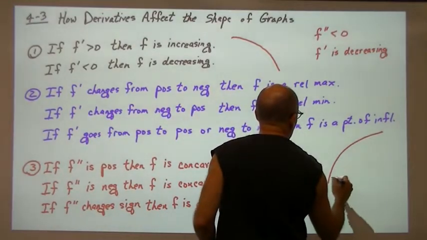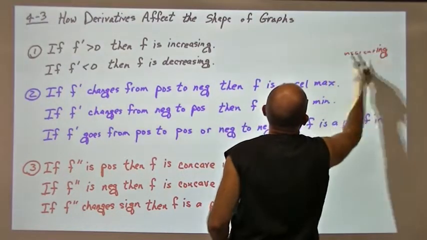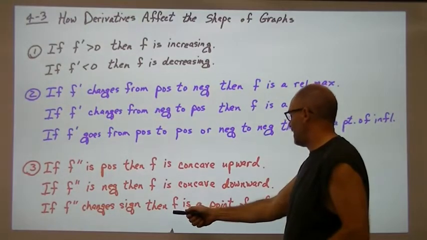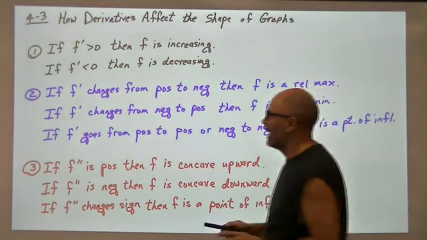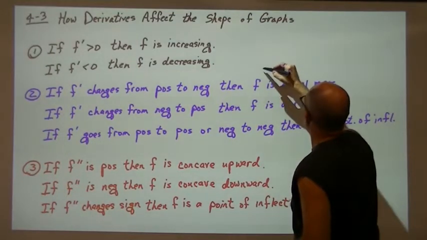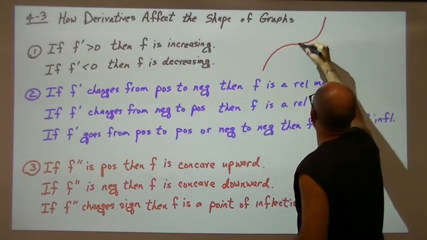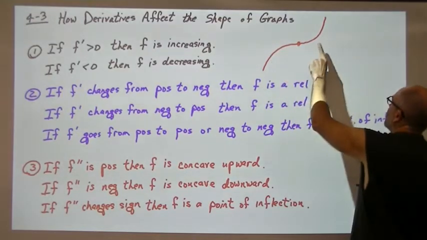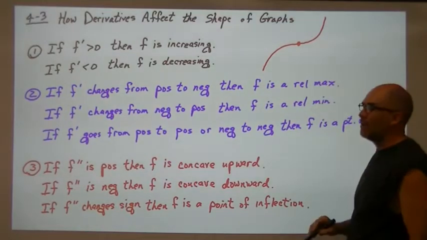All right, now, what does it mean, then, that f double prime changes sign? Okay, f double prime changes sign. That means the function goes from concave downward to concave upward. This curve is cupped downward here and it's cupped upward here. What happens when it changes sign is you have a point of inflection.